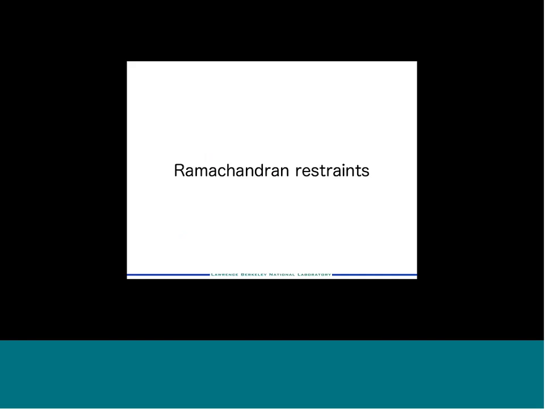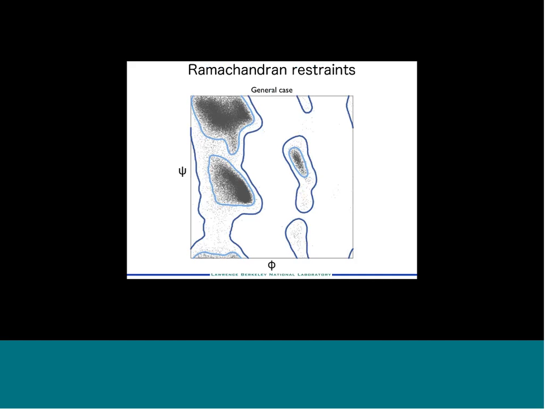Okay, so the next topic is Ramachandran restraints. And this is somewhat of a controversial topic in that the Ramachandran plot has traditionally been one of the key geometry metrics for evaluating your structure. So if your model matches this plot quite well, then you have a pretty good feeling that the overall topology of your fold is probably fairly accurate.